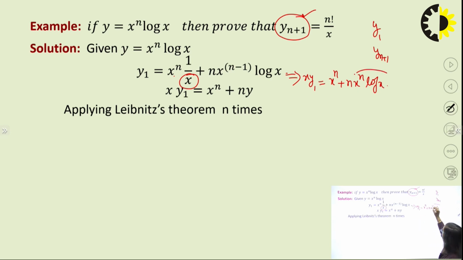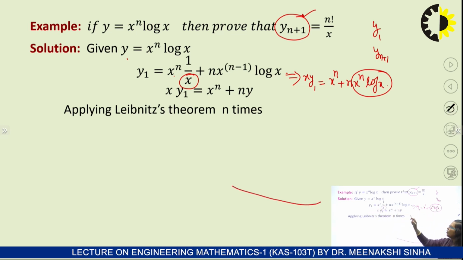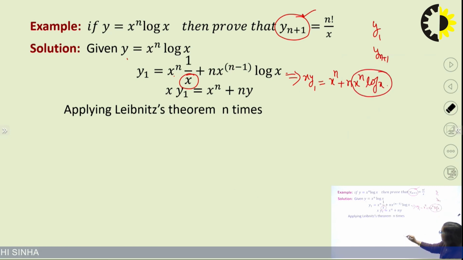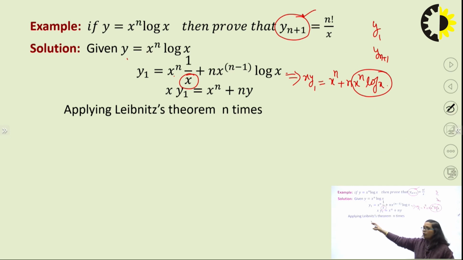And what is this x to the power n log x? This is nothing but the given function y. So in place of this x to the power n log x, we are replacing the value y over here. Clear? So now in the next step, we apply the Leibniz theorem to find the nth derivative for this expression.